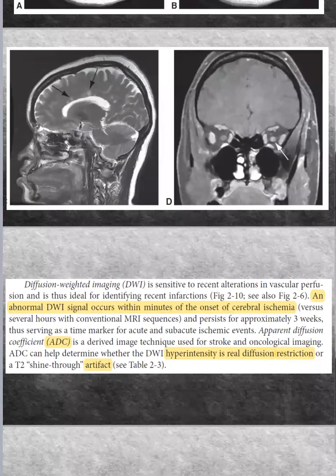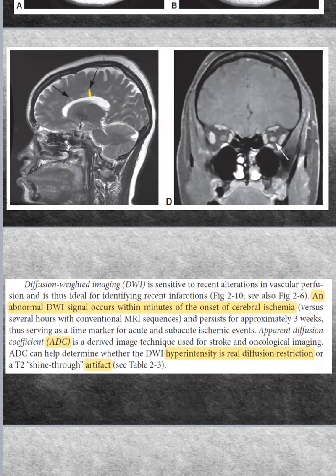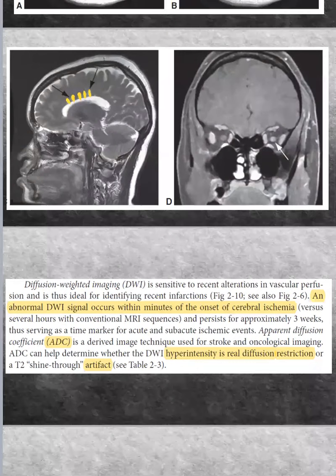What do you think of this one? Here you can see also perpendicular lesions to the corpus callosum. So these are also white plaques suggestive of multiple sclerosis.